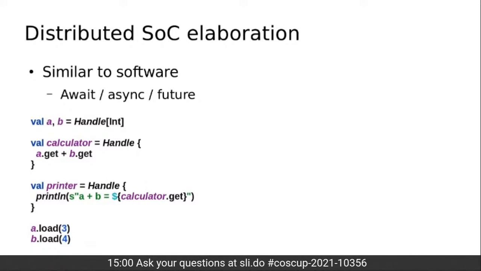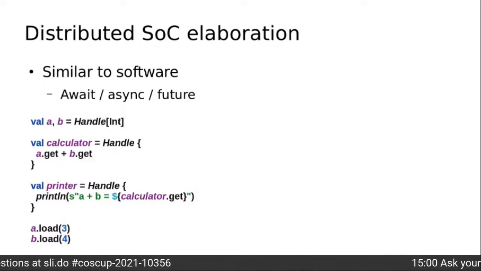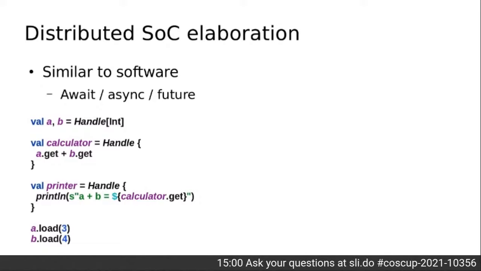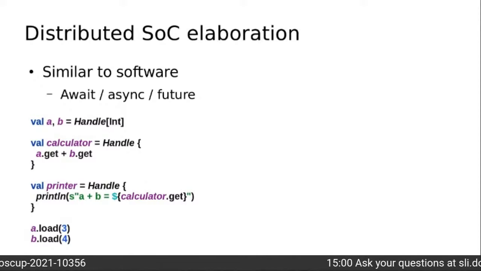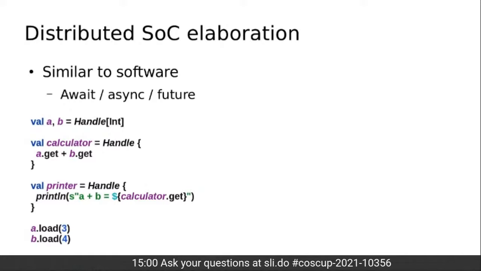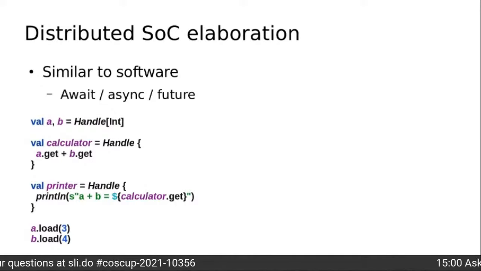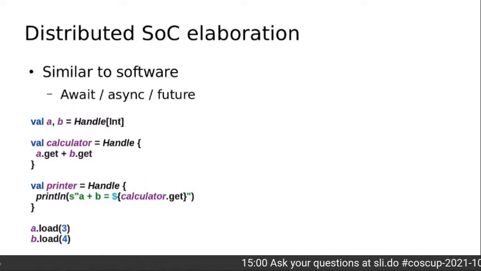And basically, one way to do that is to know everything in advance, but that's often quite difficult. So what was done in that SoC framework, which is SaxonSoc, is that it uses software concepts. Maybe you have already heard of them: await, async, future. The idea is to have some kind of concurrent hardware elaboration. So here is an example.